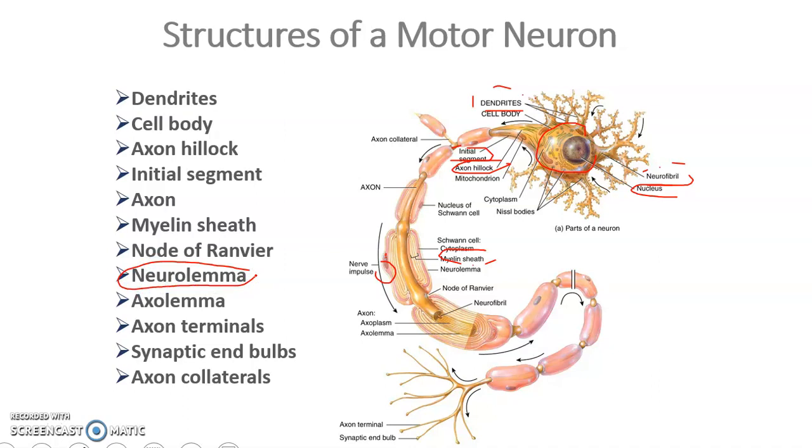The cytoplasm of the axon is called the axoplasm, and the membrane covering the axon is called the axolemma. Some areas of the axon are not covered with myelin sheath, and these are called the nodes of Ranvier. These are knots not covered by myelin sheath. At the end of the axon, it will form axon terminals, which may swell at their ends, forming the synaptic end bulb.